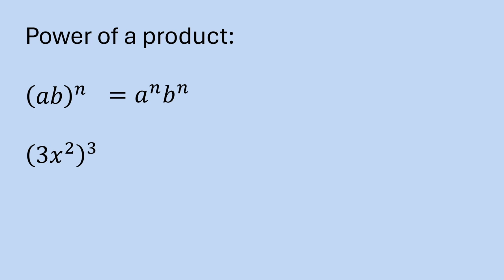Now the next rule is power of a product. Here ab in the bracket raised to n is equal to a raised to n times b raised to n. Example: 3x to the power of 2, and this whole bracket to the power of 3, is equal to 3 to the power of 3 multiplied by x raised to 2 in the bracket to the power of 3.